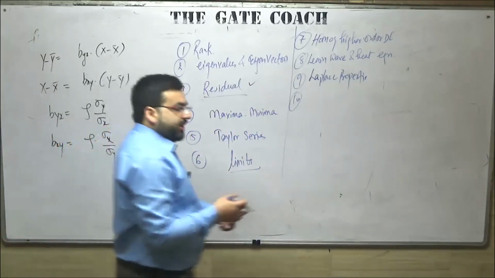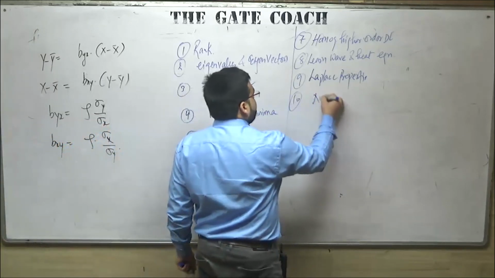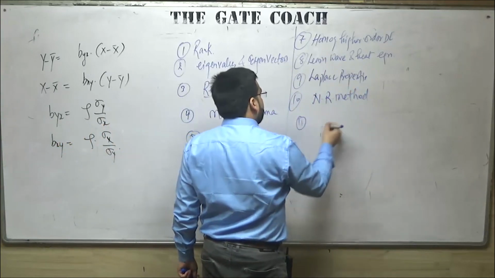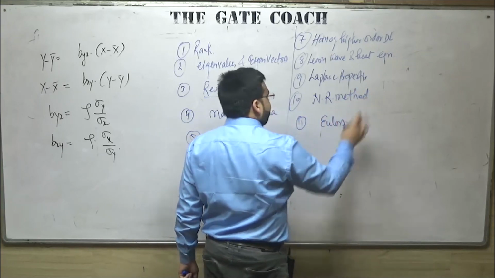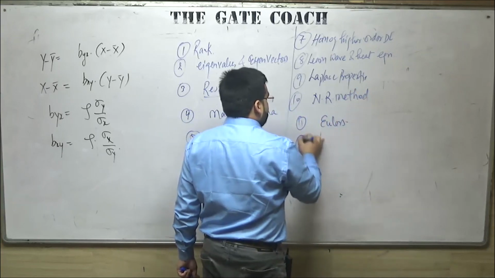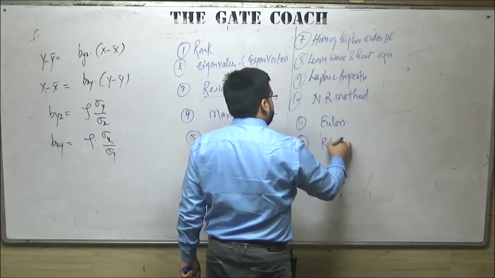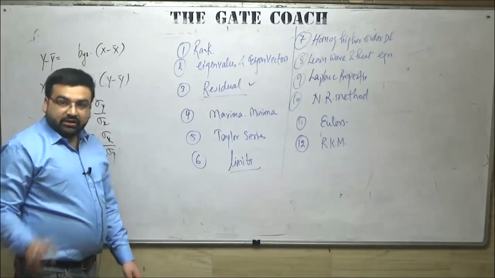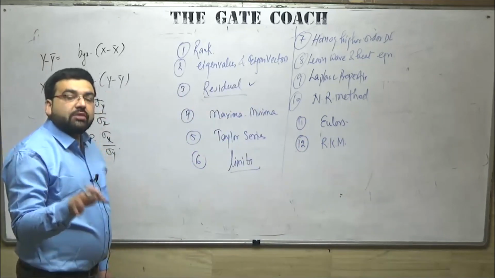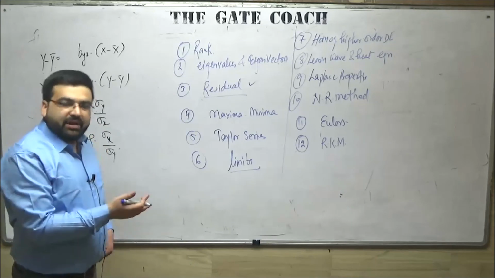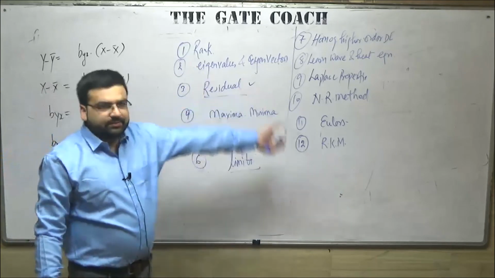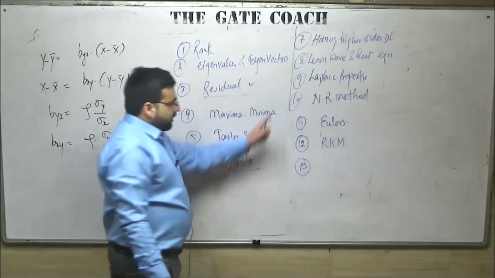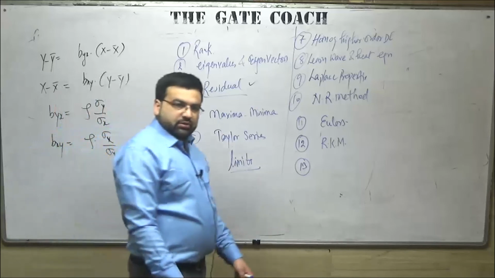Next, numerical methods. Number 10, Newton-Raphson method, a must. Number 11, Euler's method. Do not do the modified method. Number 12, Runge-Kutta method, RKM. Numerical methods over. This is only for those students who have not prepared at all. Students who have prepared very well need not focus on these points. No need to focus more on numerical methods.